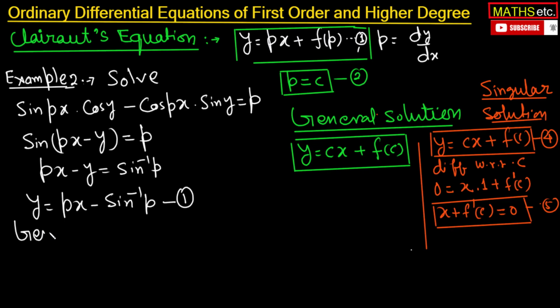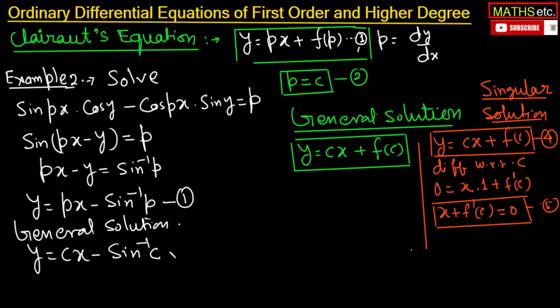So first we find the general solution, and the general solution of this Clairaut's equation will be obtained simply by replacing p by arbitrary constant c. So the general solution will be y equals to cx minus sine inverse c. This equation number 2 is the general solution of the given Clairaut's equation. Now we are looking for the singular solution. What do we do to find the singular solution? First, we will differentiate the general solution, that is equation number 2, with respect to arbitrary constant c, right?